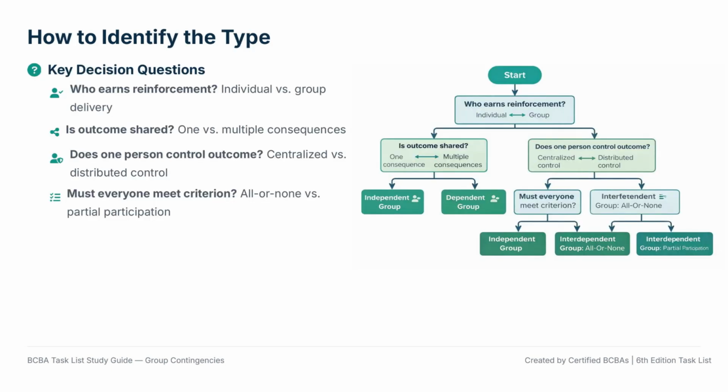When analyzing exam questions, ask yourself a few key questions. Who earns the reinforcement? Individuals or the group? Is the outcome shared or separate? Does one person control the outcome? Or must everyone meet the criterion? These questions help you systematically determine whether the contingency is independent, dependent, or interdependent.